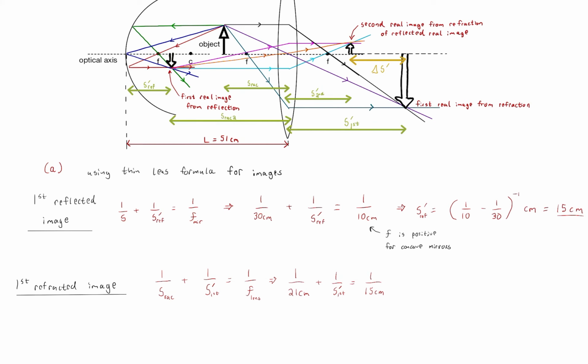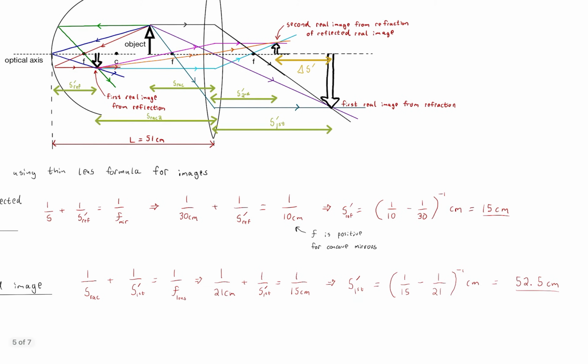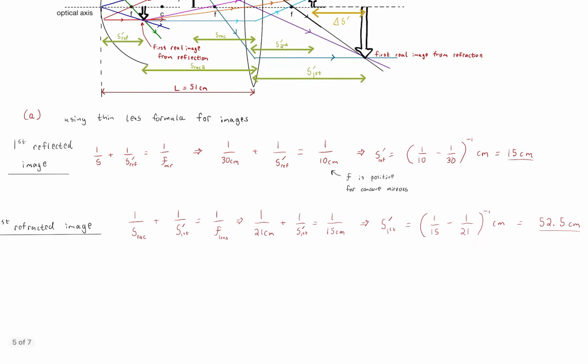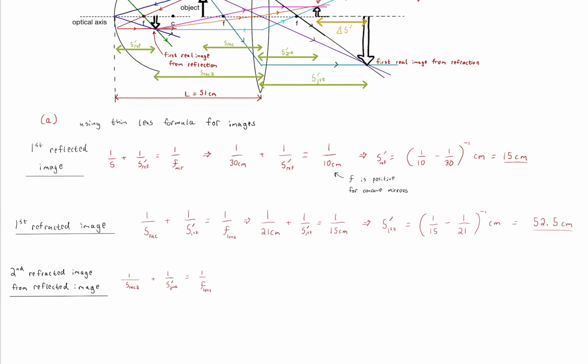In terms of plugging in the numbers, solve for that image distance, s first prime. All right, that's this one. Okay, notice again that the focal length is positive because it's a converging lens, and the value we get is 52.5, right? So yeah, it's definitely further away from the focal point, and that's why we have that positive magnification, or at least that greater than 1 magnification. Okay, and so we can kind of see everything together. I zoomed out a bit, but let's get on to our second refracted image.